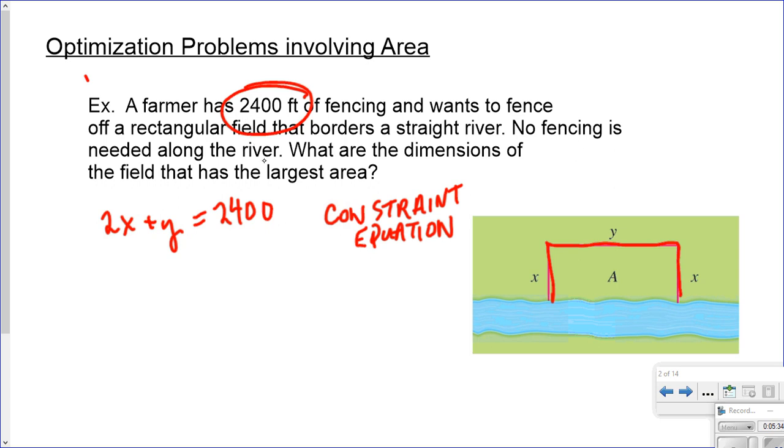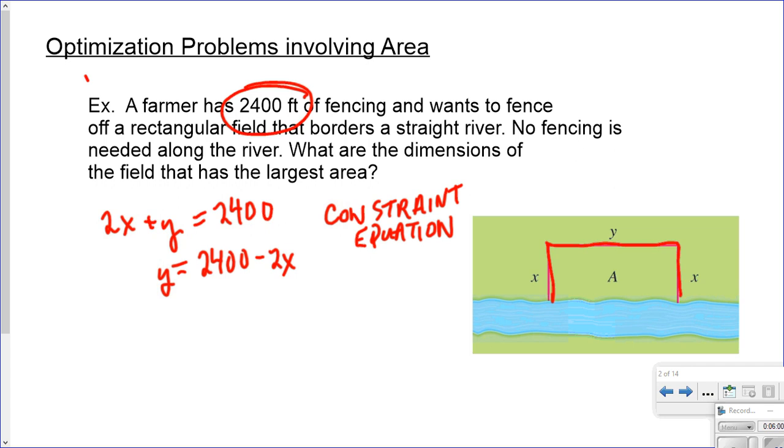They're under this constraint. Now, with constraint equations, one of the best things you should do is rearrange it, okay? So what would be the obvious way I can rearrange this in terms of one variable? How about y equals 2,400 minus 2x? Okay, great. So good.